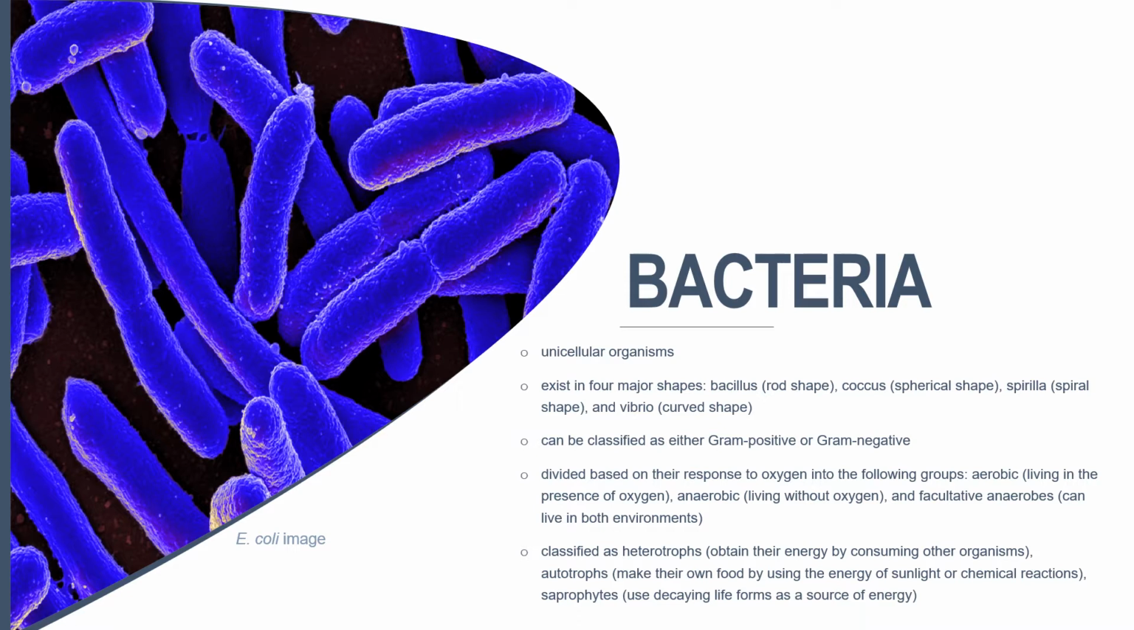Bacteria are also classified as heterotrophs, whereby they obtain their energy by consuming other organisms. Autotrophs, they make their own food by using the energy of sunlight or chemical reactions, and saprophytes, they use decaying life forms as a source of energy.